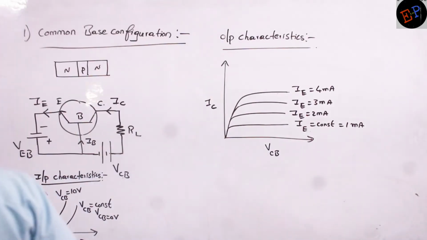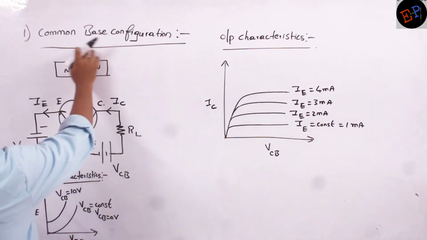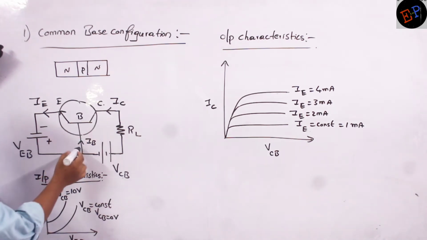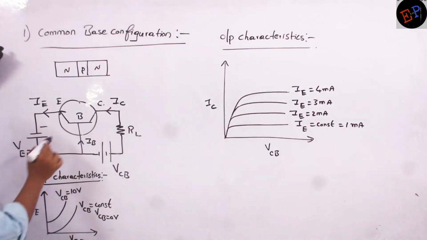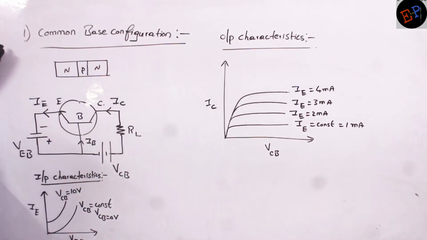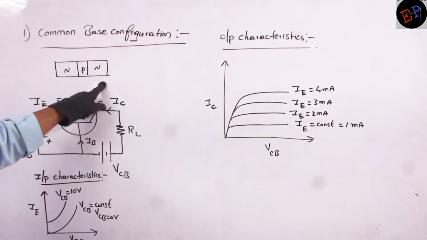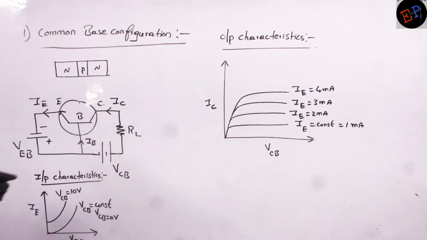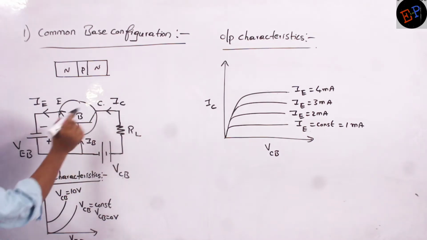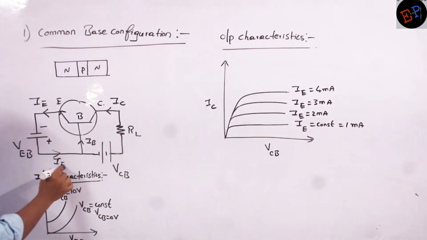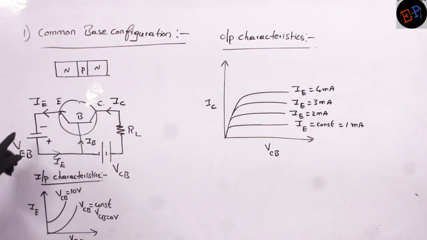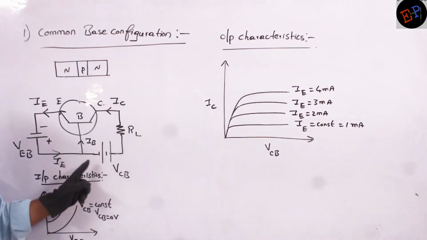See, the first configuration which we are studying is the common base configuration. What is meant by common base configuration? Base is common to input, and base is common to output also. This is the base, common to input, and the same base terminal is common to output also. This is an NPN transistor, and this is its symbol. This is the direction of emitter current, base current and collector current. The emitter current, after reaching here, splits into 2 currents, base current as well as collector current. The first junction is forward biased, the second junction is reverse biased.